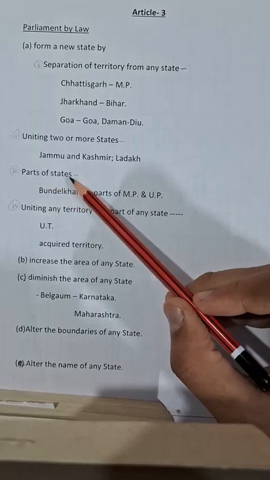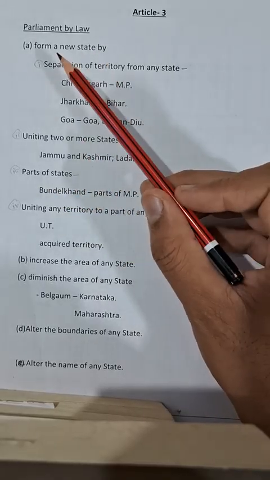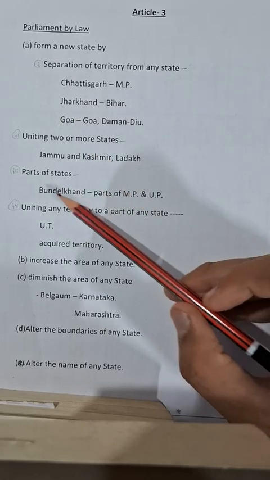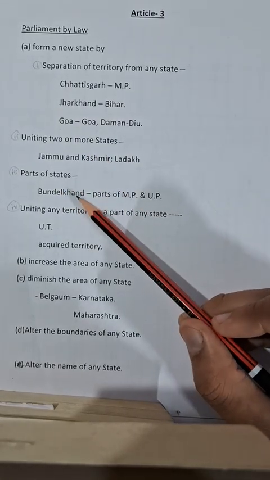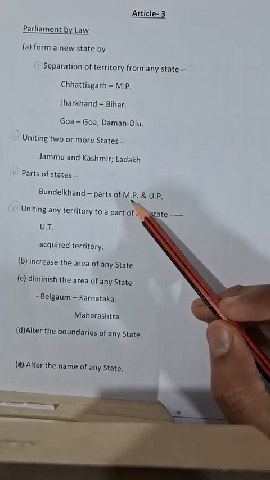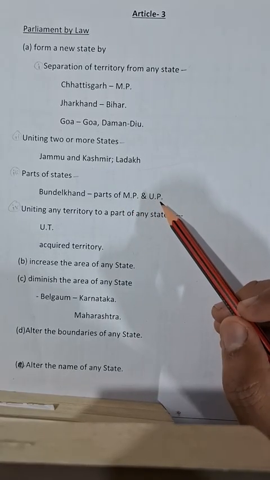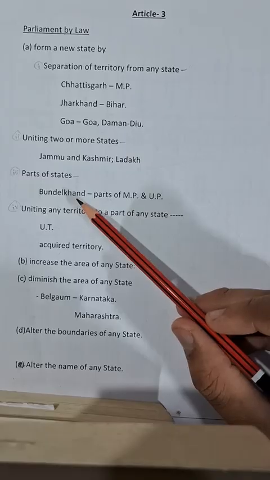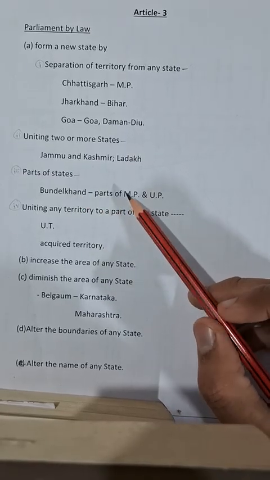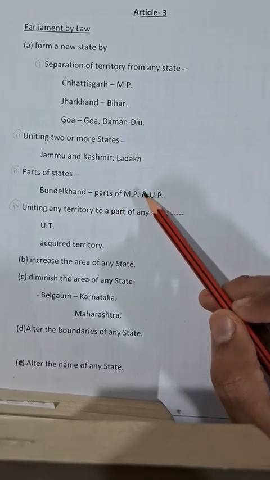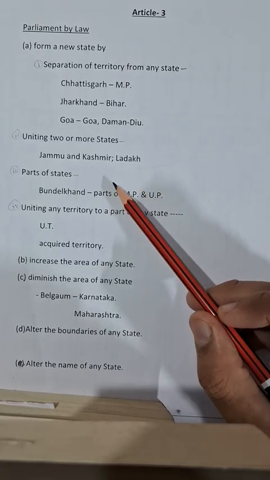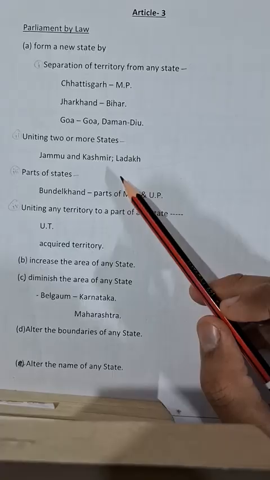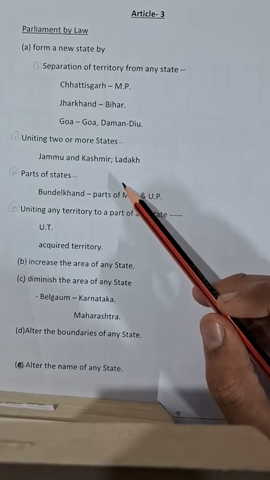The third method is parts of state. Parliament by law can form a new state by uniting parts of state. Now, I have given an example of Bundelkhand. Part of Bundelkhand lies in Madhya Pradesh and part of it lies in Uttar Pradesh. Tomorrow the government decides, okay, we are creating a new state, that is Bundelkhand. So it can take part of Madhya Pradesh and part of Uttar Pradesh and create a new state, that is Bundelkhand. So that is the third method how parliament can create a new state.